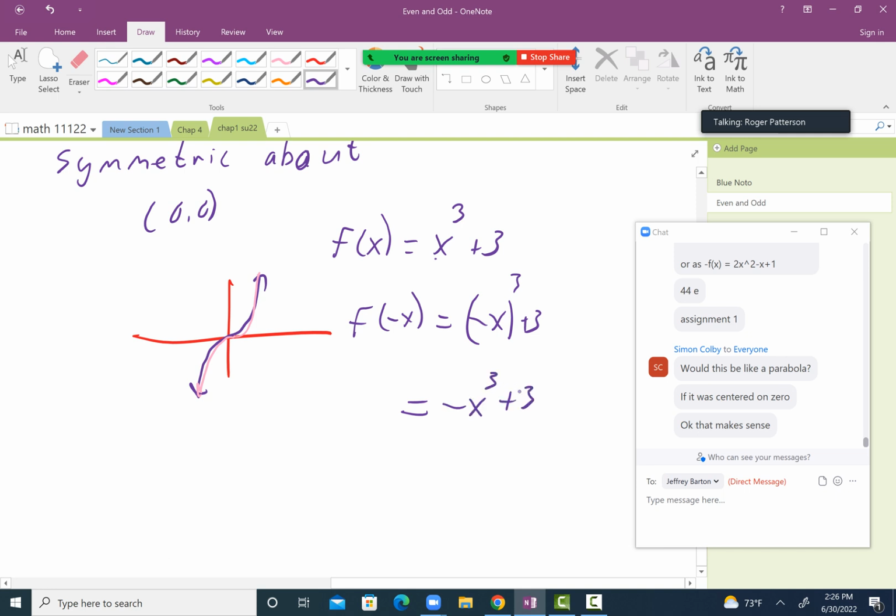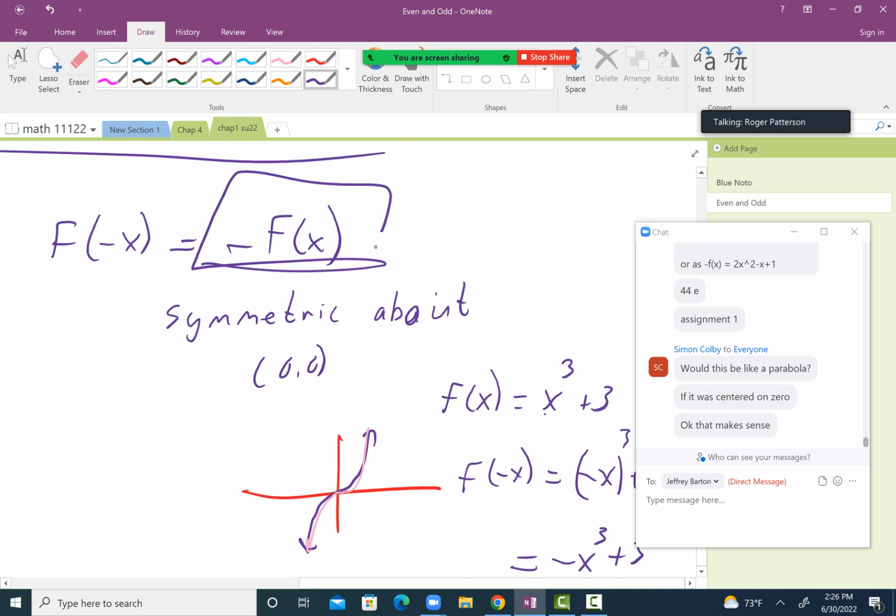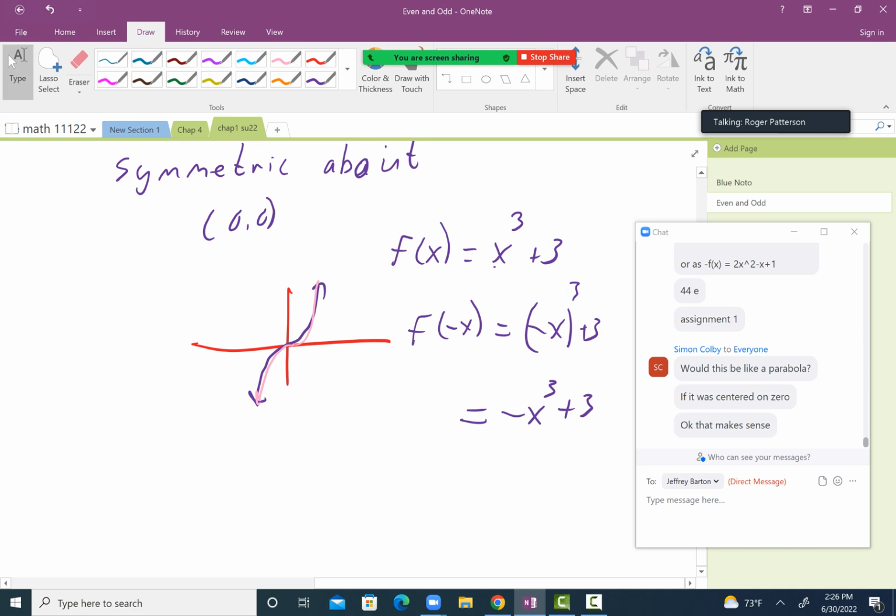But in order for it to be odd, it has to be the opposite of what the original function is. But you would say, wait a second, doesn't that work out? Well, not really, because this negative is going to go to the x cubed, but also to the 3, all right? So that doesn't work, because this is a minus 3 and that's a plus 3, so they aren't the same thing. So that means this is not odd.